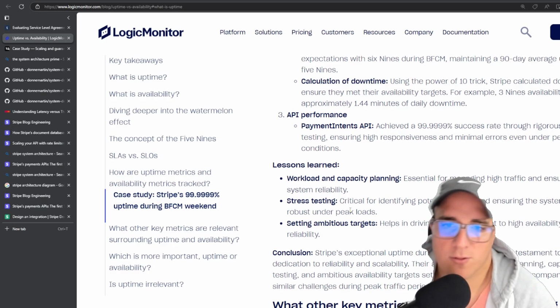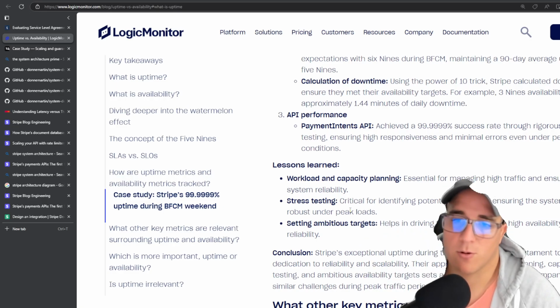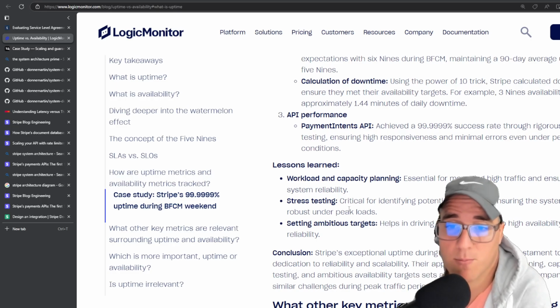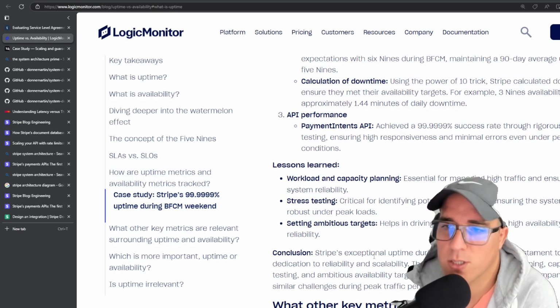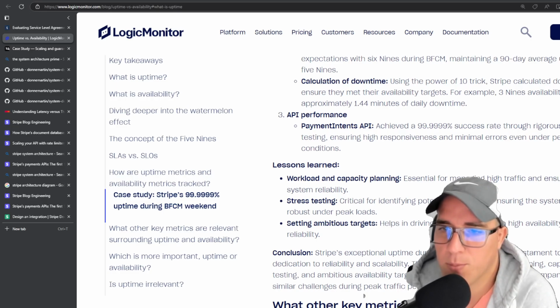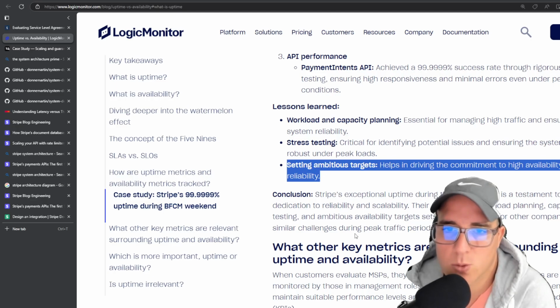Okay, we did a lot of stress testing and workload testing on the APIs we design, and I think this is very important to minimize the error rate of your APIs and improve reliability. Stress testing is critical for identifying potential issues and ensuring the system remains robust under peak loads. Setting ambitious targets helps drive the commitment to high availability and reliability. Yeah, I think this is very important, even though it's just the last one.